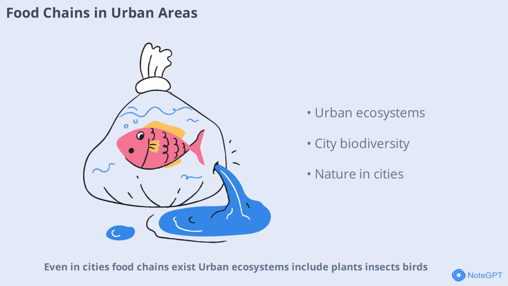Even in cities, food chains exist. Urban ecosystems include plants, insects, birds, and mammals. Gardens, parks, and green spaces provide habitats for many species. Urban food chains help maintain biodiversity and offer opportunities for people to connect with nature.